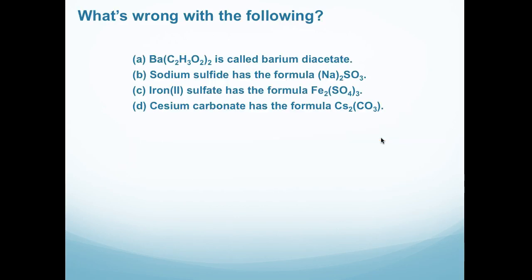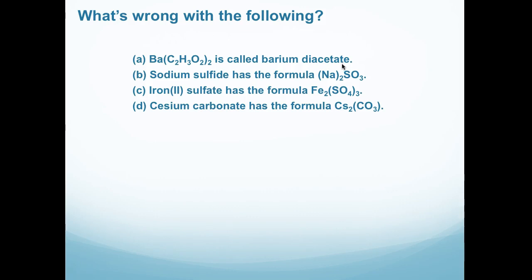So let's look at what's wrong with each of the following. Okay? In A, we have Ba(C2H3O2)2. So again, this is the other way that we write acetate. This is another way you'll see it. And it says that it is called barium diacetate. So you may want to pause the video, take a moment. What's wrong with this?